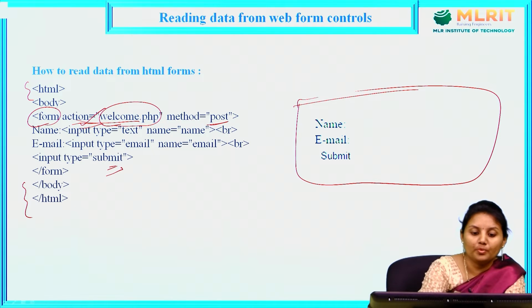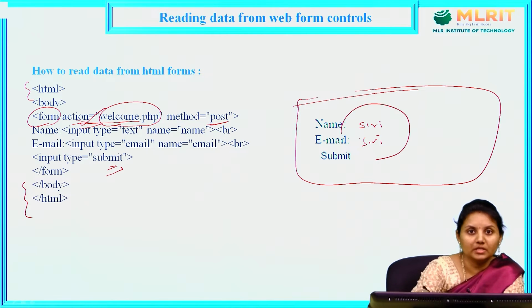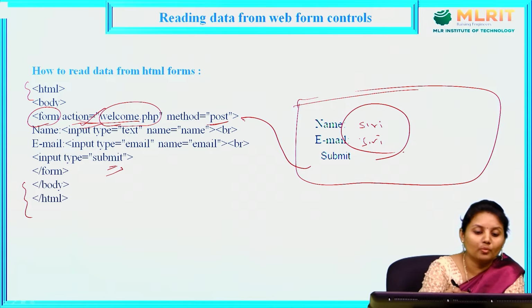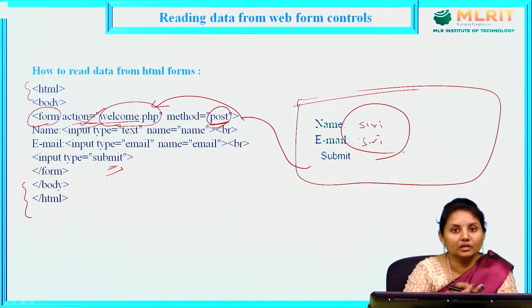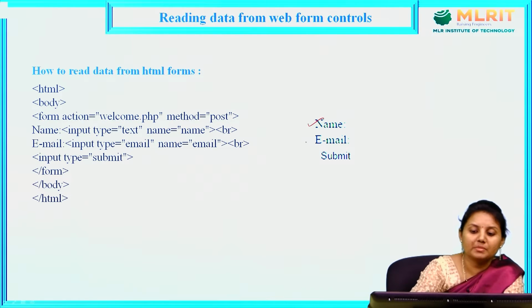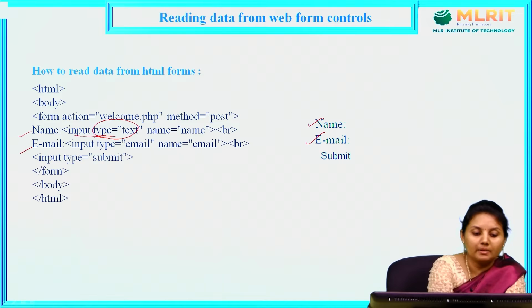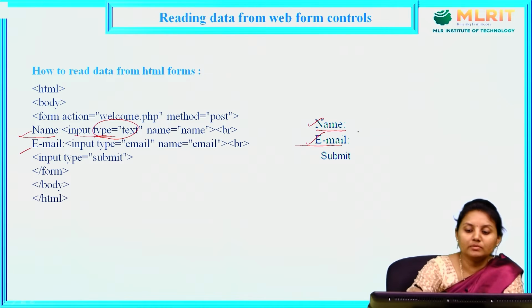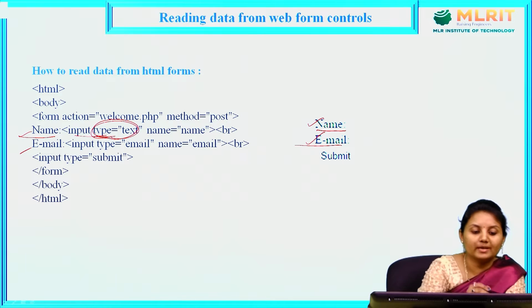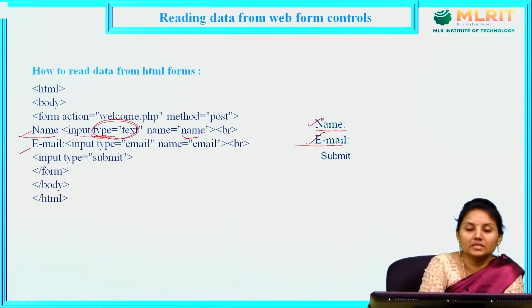Method is post. Post will send your data, whatever the username and password that you are giving here, to welcome.php using this method post. So post will send the form data. How you will get this name and email is using the input tag, and type is the attribute for the input. Whatever text you are giving inside the form tag is going to be displayed. After name, we want an input text, so input type equals text we are giving. Then name is name.